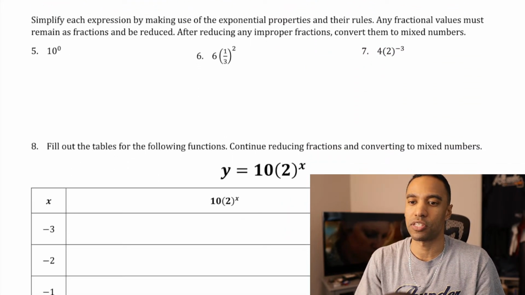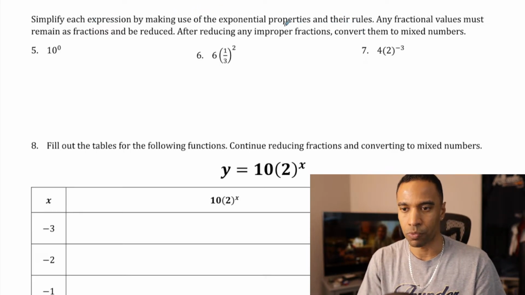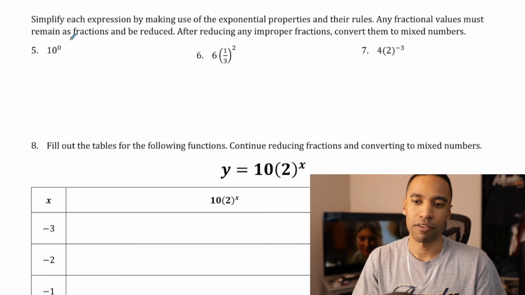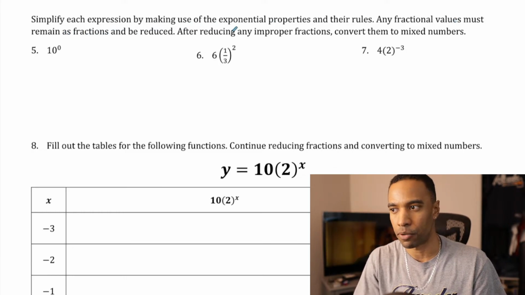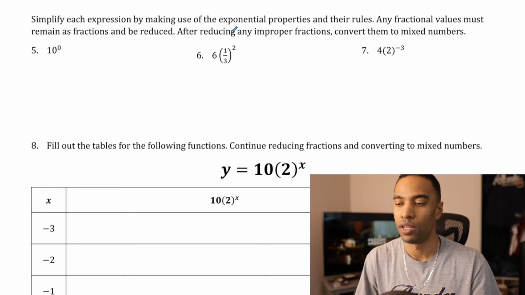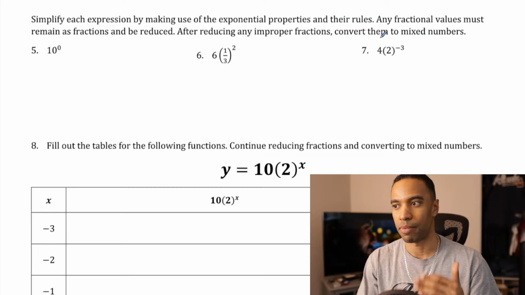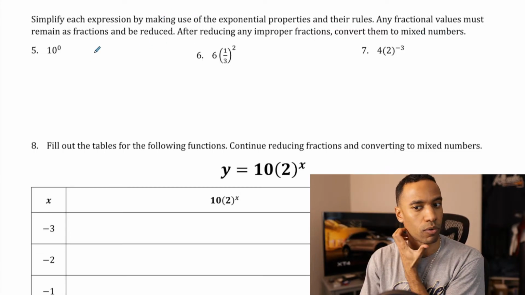All right, numbers 5, 6, and 7. Simplify each expression by making use of the exponential properties and their rules. Any fractional values must remain as fractions and be reduced. What I mean by that is you're not using a calculator and you're not writing a decimal. We're going to keep them as fractions. We're going to convert to mixed numbers if they are improper, and of course reducing.